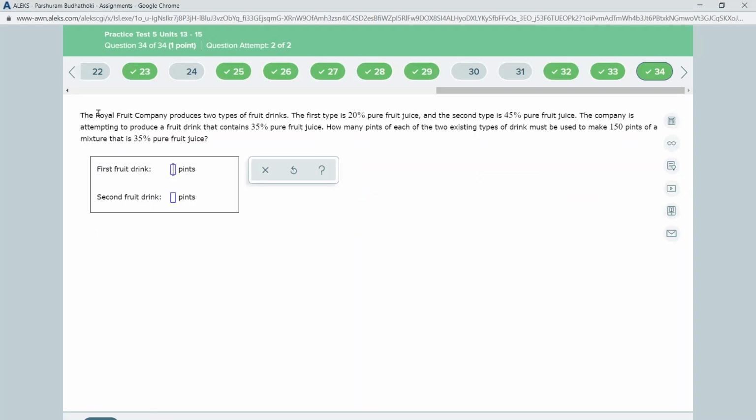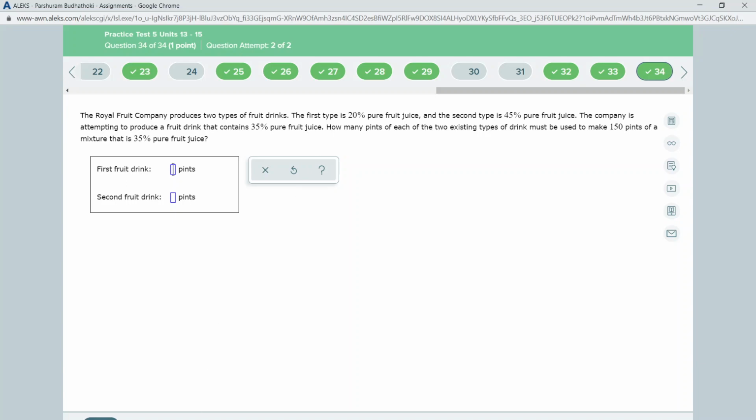Problem 34. The Royal Fruit Company produces two types of fruit drink. The first type is 20% pure fruit juice, and the second type is 45% pure fruit juice. The company is attempting to produce a fruit drink that contains 35% pure fruit juice. How many pints of each of the two existing types of drink must be used to make 150 pints of a mixture that is 35% pure fruit juice?